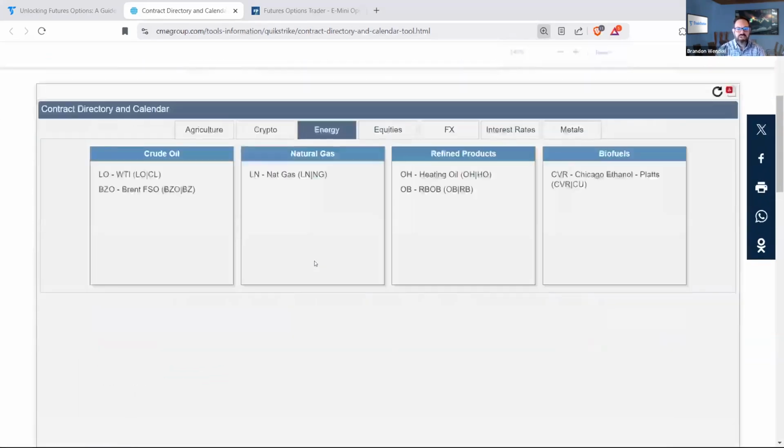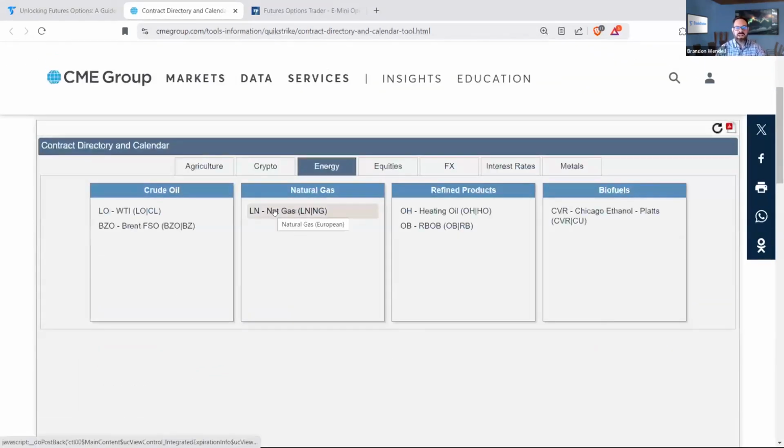There we go. Notice it shows LN, nat gas, LNNG, crude oil, LO, CL. Well, if you trade futures, you know CL is the crude oil symbol. However, LO, you now know, is the option symbol for crude oil. Not the weeklies, but the actual monthlies. Heating oil, HO for heating oil, or OH for the options on heating oil. OB for gasoline, RB is the actual futures contract.